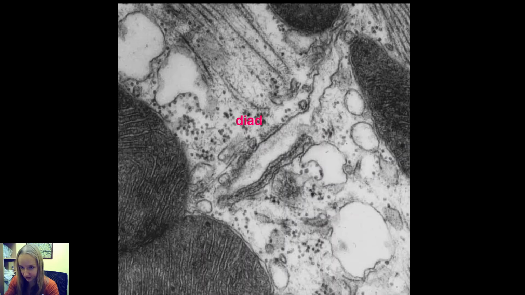So the contraction is the same. There is one difference I'm going to tell you, but there is also this binding of actin, myosin and other stuff, and we need calcium, and that's why we have this dyad right here.